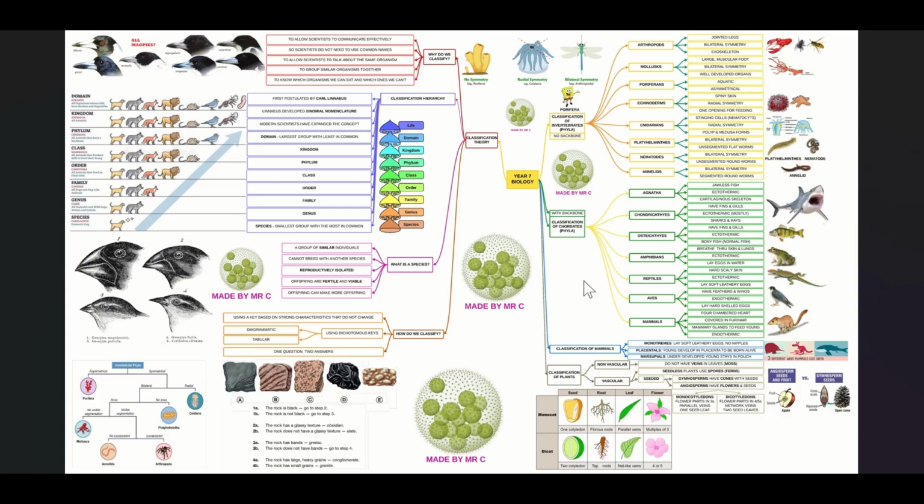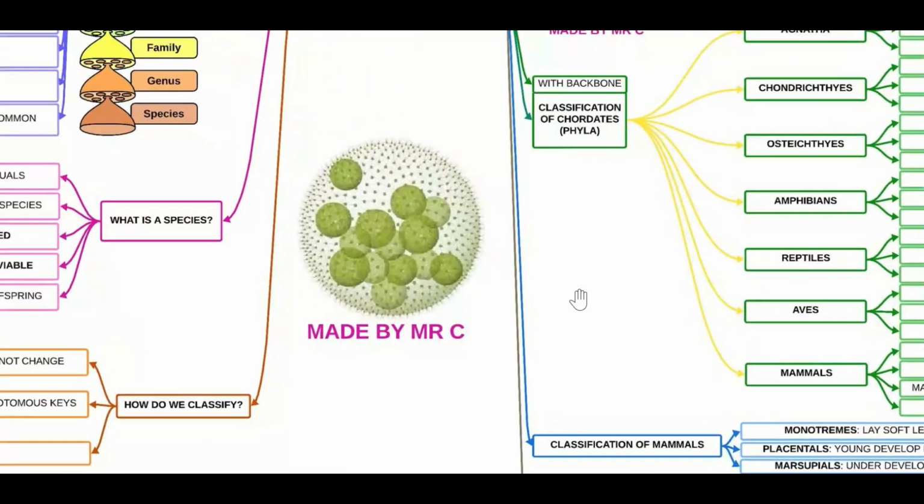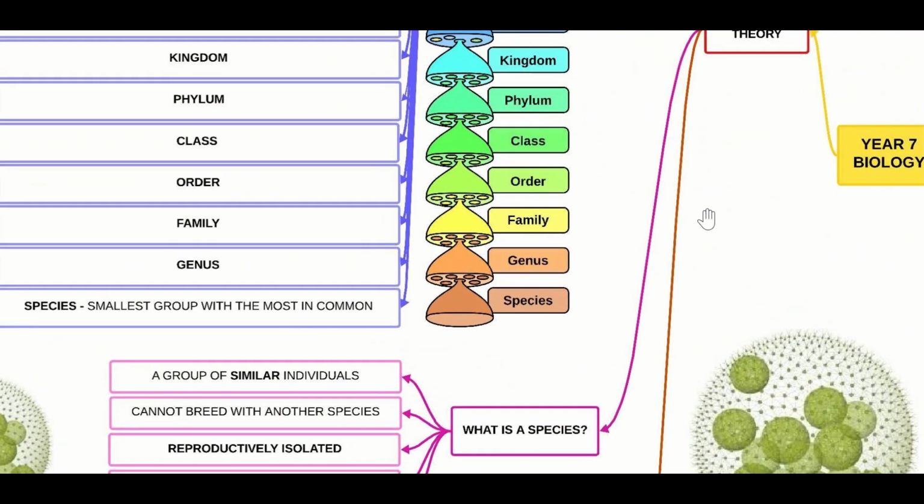Hello and welcome. Here we go with Year 7 Biology Part 1. It's all about classification. So if you want to take a snapshot, do it now. Otherwise, I'm zooming in. And here we go. I'll go right in here. Look at this.